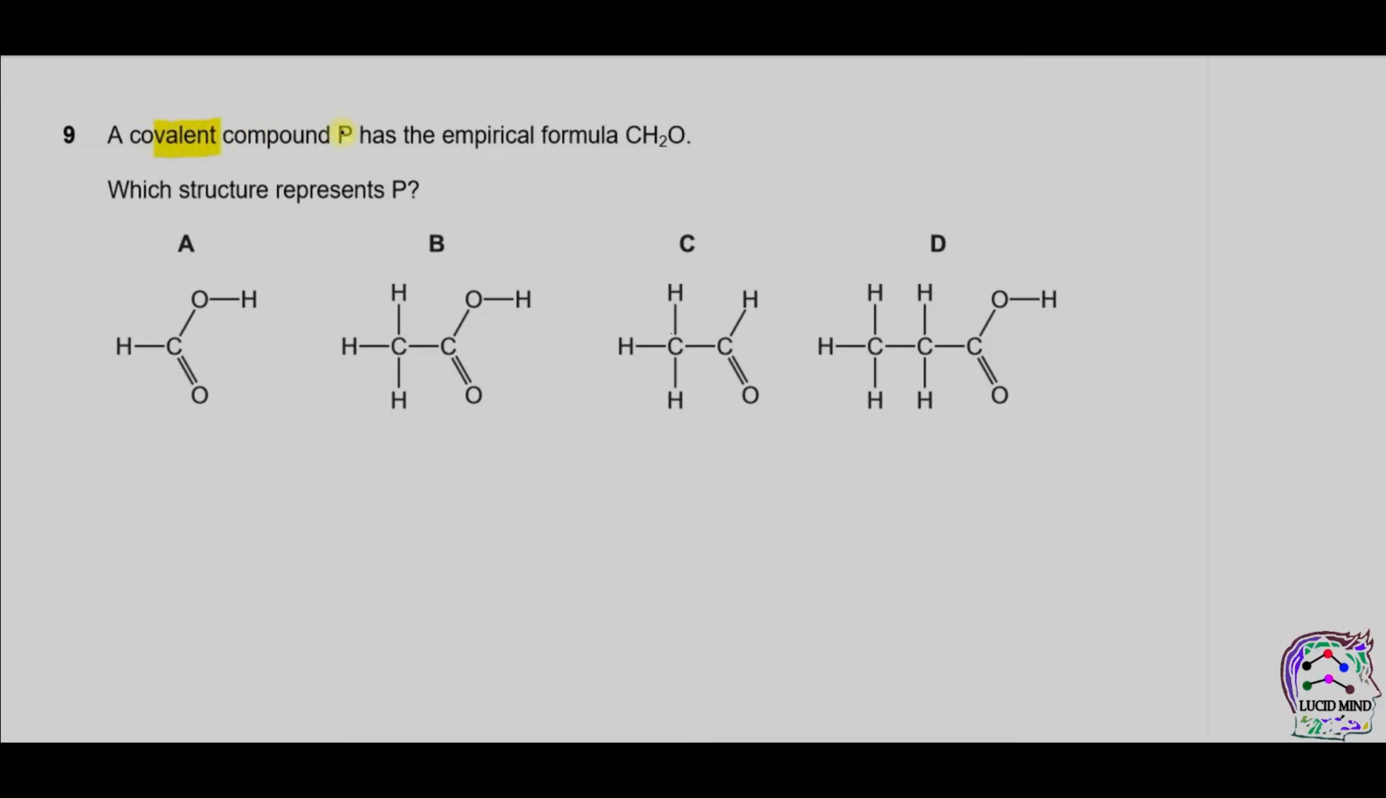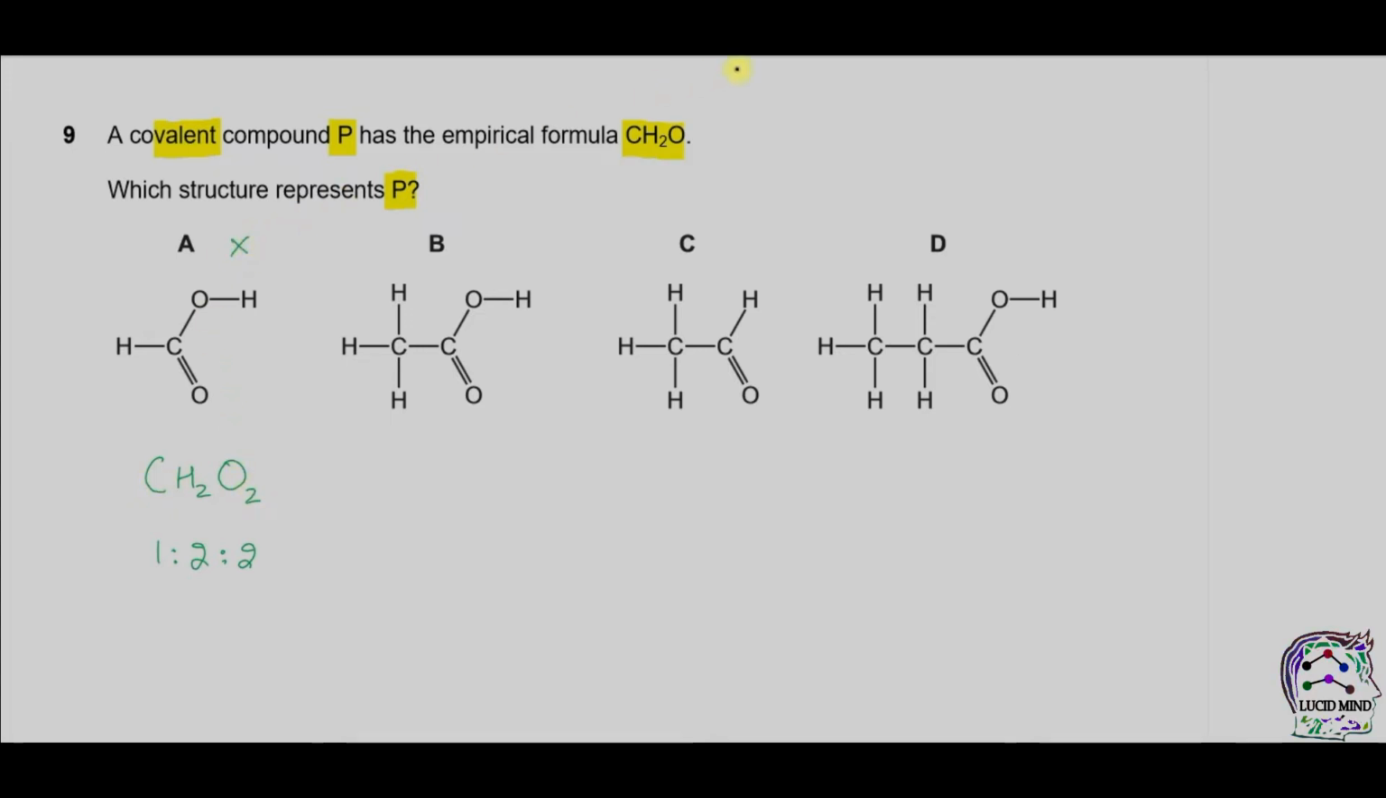Question 9. A covalent compound P has the empirical formula CH2O. Which structures represent P? They have given different compounds. Let's find the number of carbon, hydrogen and oxygen atoms. In first one we have 1 carbon C, then we have 2 hydrogen atoms H2 and 2 oxygen atoms O2. The ratio is already simplified, 1:2:2, 1 for carbon, 2 for hydrogen, 2 for oxygen. So it cannot be simplified further. So empirical formula will be CH2O2.